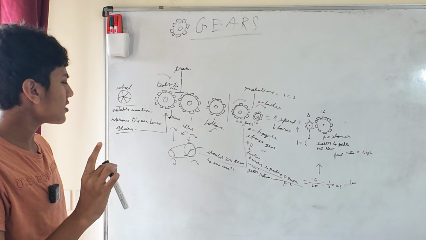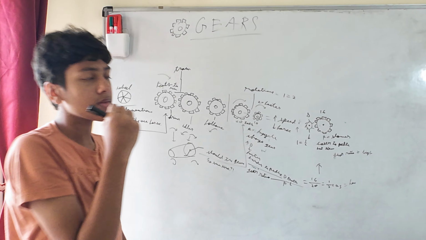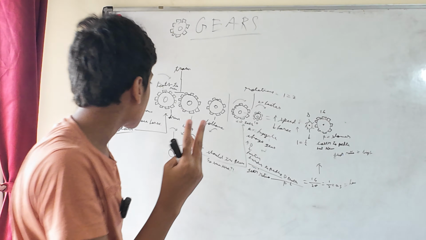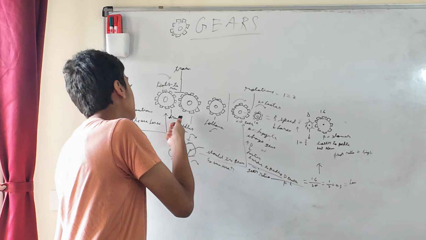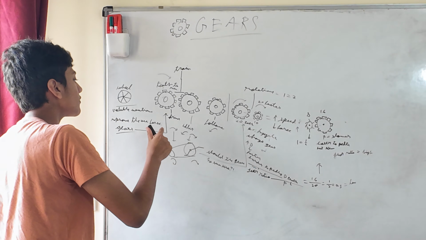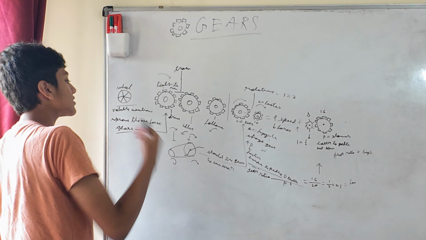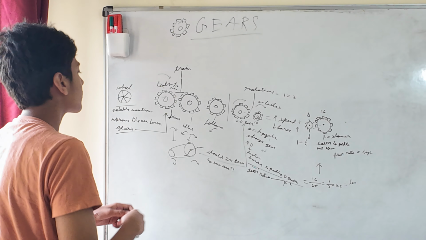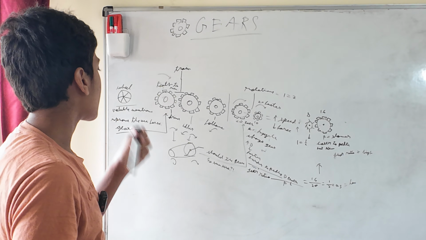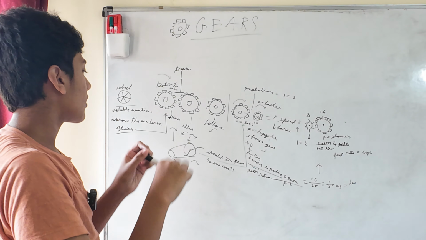Now, sometimes with some gear trains, it could be just 2 gears, but sometimes there could be 3 gears, okay? That's where the idler gear comes in. What it does is it basically forces the follower gear to follow the same direction as the driver. So the driver moves clockwise, the idler moves anti-clockwise, the follower moves clockwise.